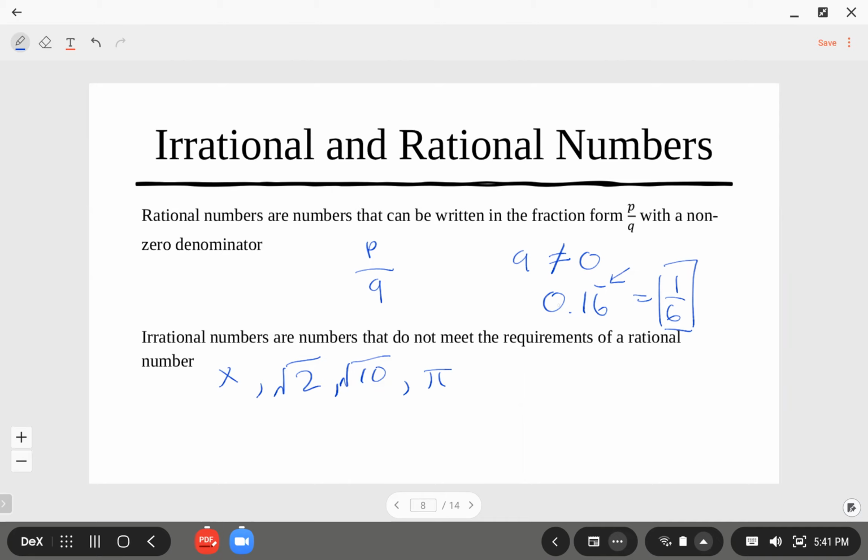But 0.16, you might say, is also a repeating decimal, right? But 0.16 repeating can be simplified as 1/6. So that is a rational number, okay?